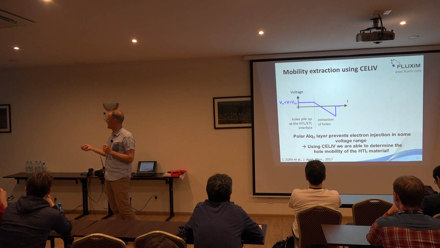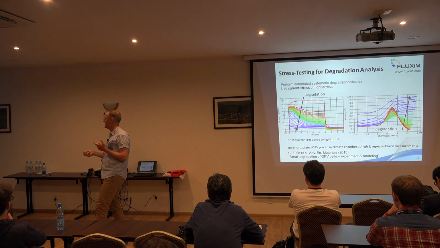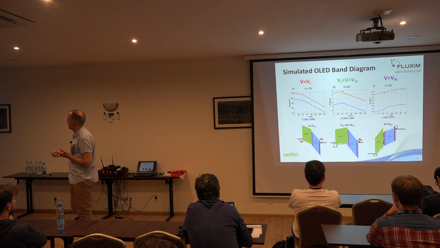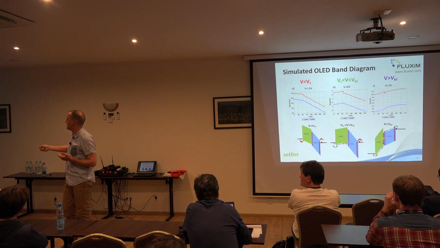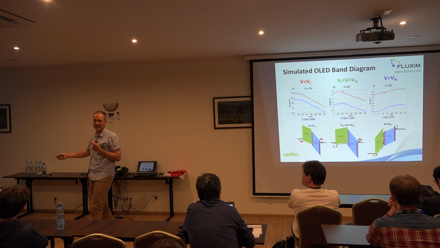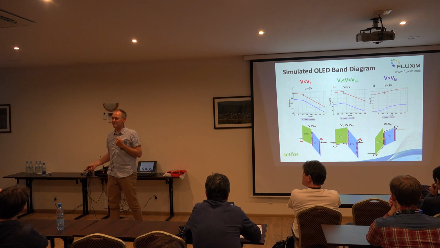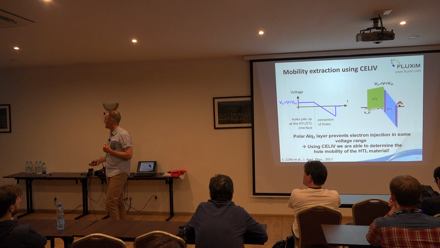Now we are again looking at the bilayer OLED with Alq3, and we just learned before that for this particular OLED, due to the polar ETL, we already have charge injection below the built-in voltage. So we choose a voltage in this range, and then we have already selective carriers. We only have holes in the device. There are no electrons, so we can make a charge extraction experiment with only having holes.